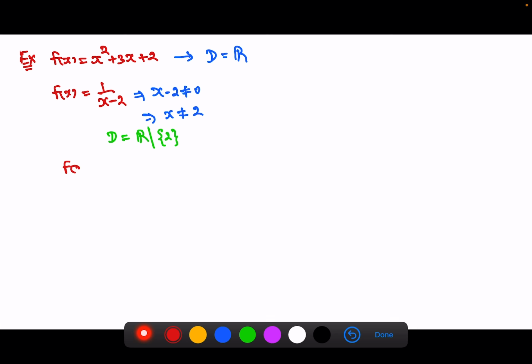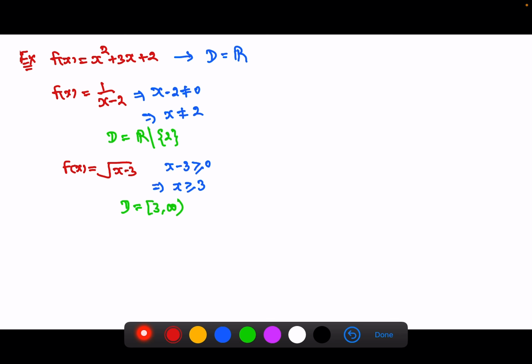If the function is, suppose, square root of x minus 3. So here the restriction is x minus 3 must be non-negative. This implies that x is greater than or equal to 3. So I can write that domain is closed 3 to infinity.